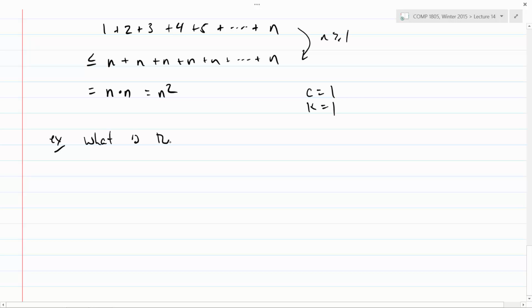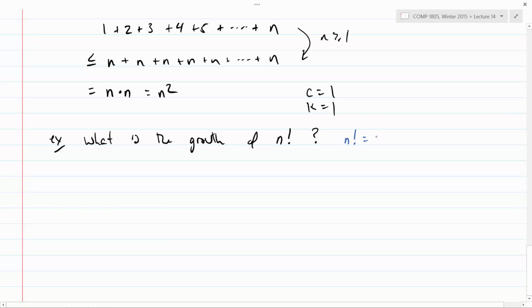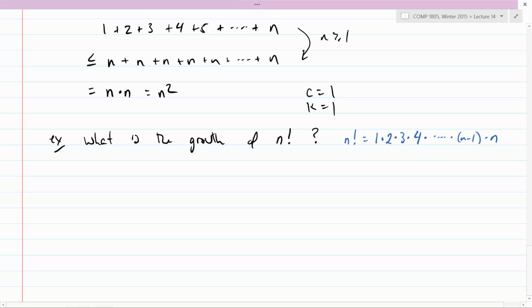So what is the growth of n factorial? For those who don't know, n factorial is 1 times 2 times 3 times 4 times all the way up to n. You just multiply. Whereas the previous example is the sum of the first n numbers, n factorial is the product of the first n positive integers, I should say, sorry. So I want to know what the growth of this thing is. This is a little bit trickier.